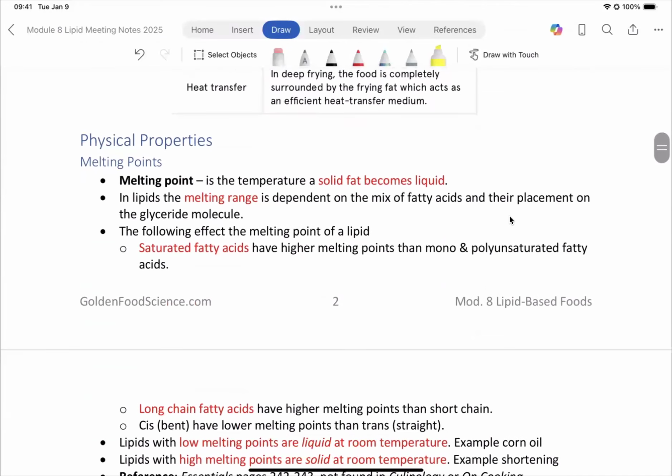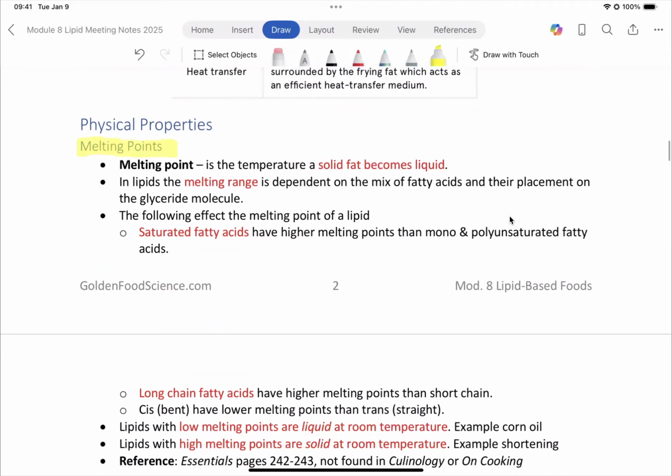So the physical properties, we'll go over some of those. I think this is maybe a little more difficult. The first one, the most important one, is melting point. The melting point is where a fat turns from a solid to a liquid.